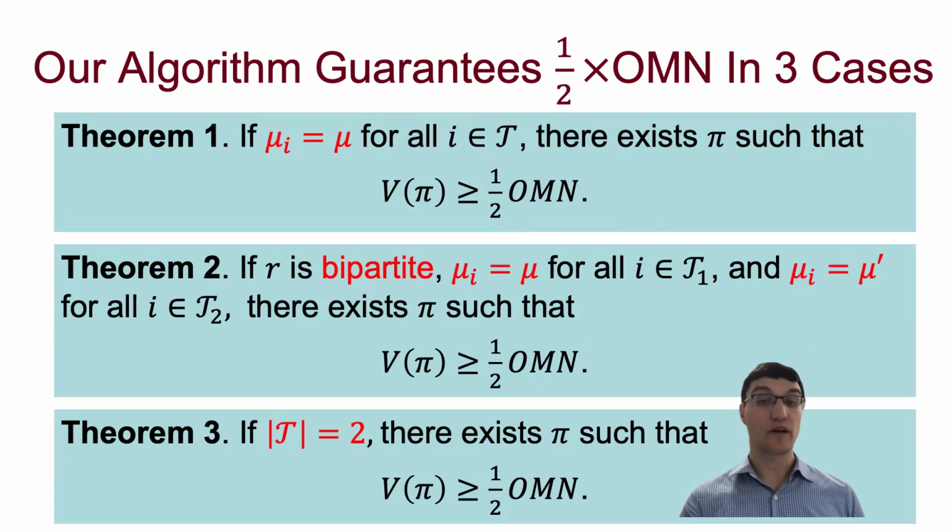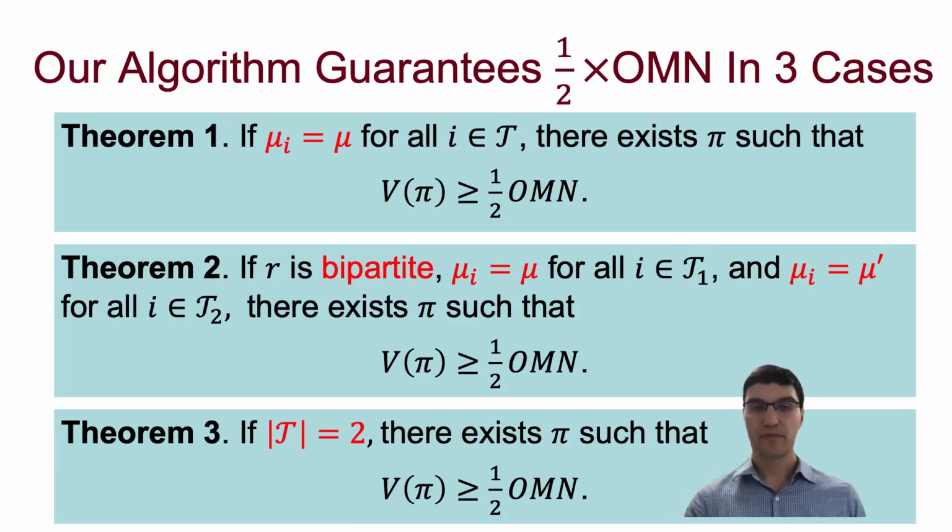The second case that we know is if we have a bipartite structure and on each side of the market, the departure rates are the same. So it could be that we have patients and we have organs, and organs disappear very quickly, whereas patients stick around for longer. That's fine as long as all patients have the same mu and all organs have the same mu.